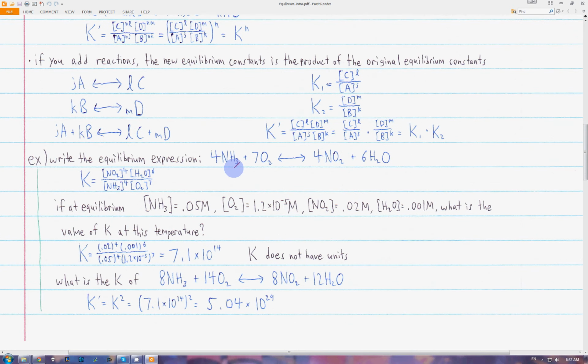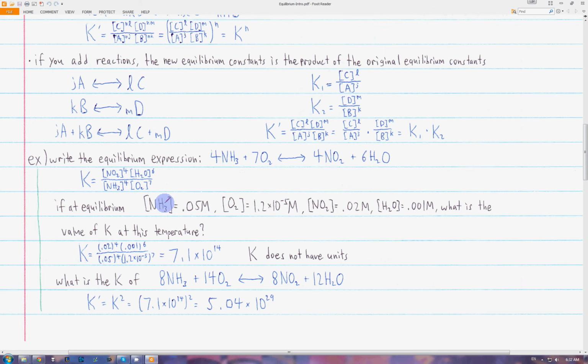So let's look at an example. Here we have 4NH3 plus 7O2 forming 4NO2 plus 6H2O. For the equilibrium constant, remember we do products over reactants, and the concentration of each species is raised to the power of its coefficient. So we have the concentration of NO2 to the 4th power because of this coefficient, times the concentration of H2O to the 6th power, divided by the concentration of NH3 to the 4th power, times the concentration of O2 to the 7th power.